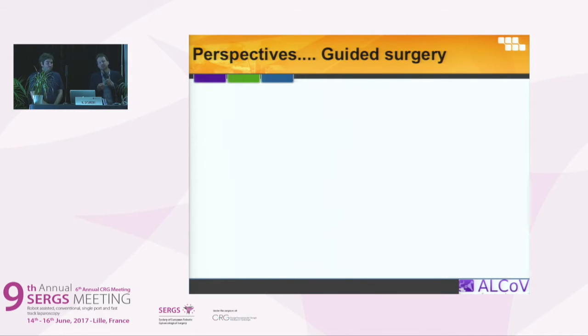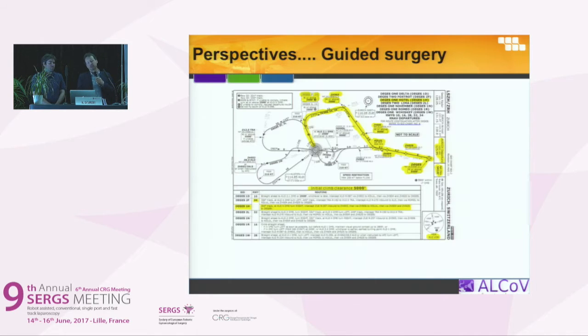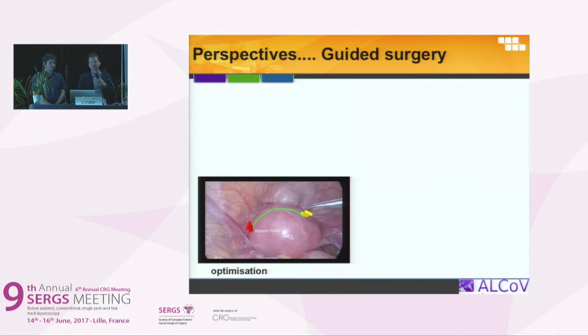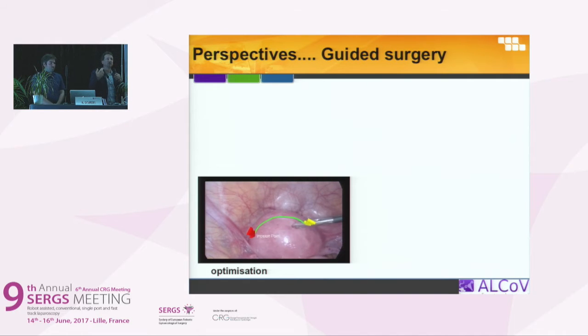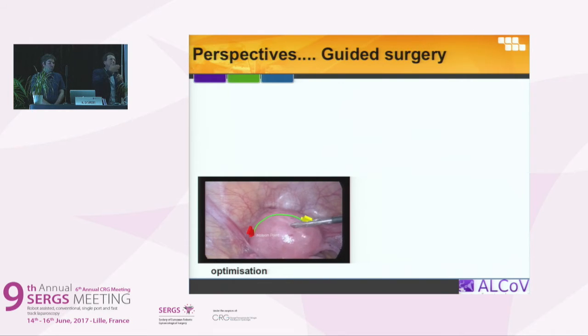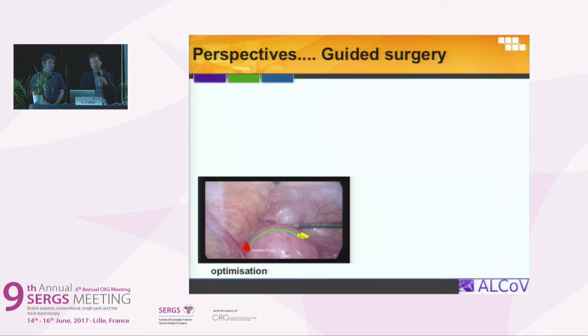So the perspective is really to guide your surgery. How can you imagine taking a plane without a flight map? Of course, we need a flight map, otherwise it's the crash. So now our objective is really to get an optimization of the surgery. So you have the segmentation, so you can plan the perfect incision. You can plan the procedure you're going to do. So you will know exactly before the surgery what kind of procedure you will have to do.